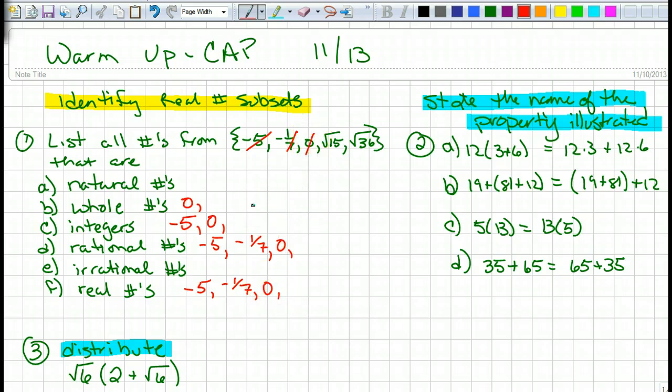Square root of 15. Square root of 15 is an irrational number. And it's a real. And then square root of 36. It's actually a natural number because the square root of 36 is 6, right? It's a whole number. It's an integer. It's a rational. And it's a real number.